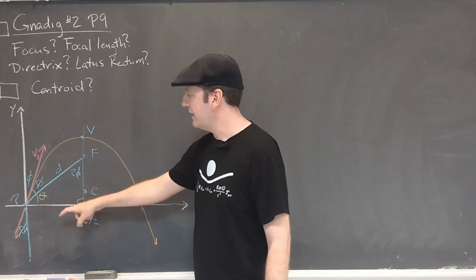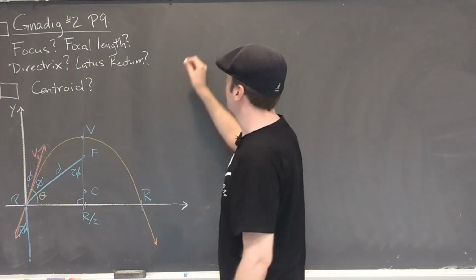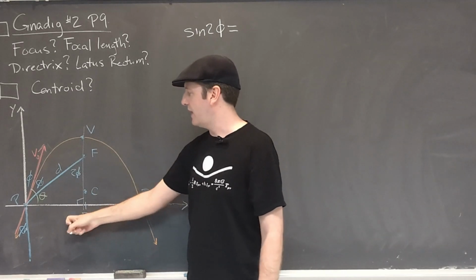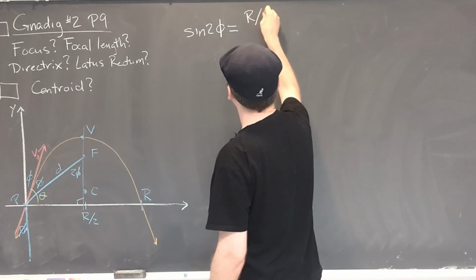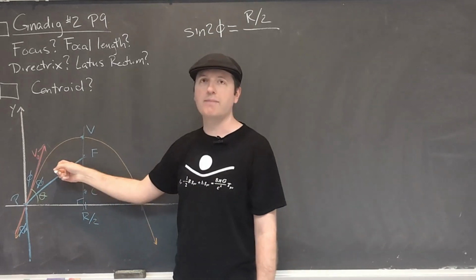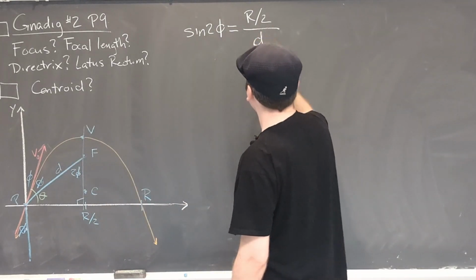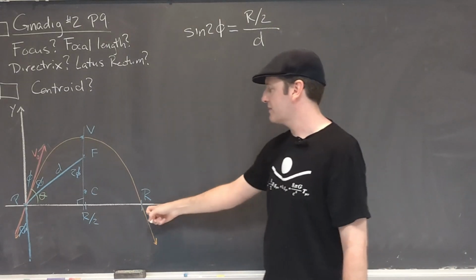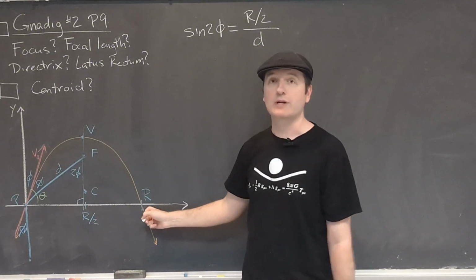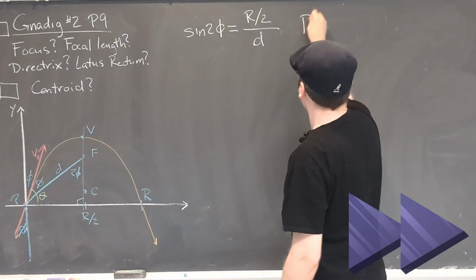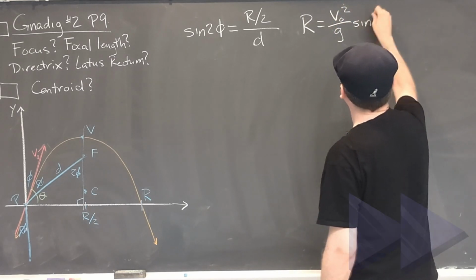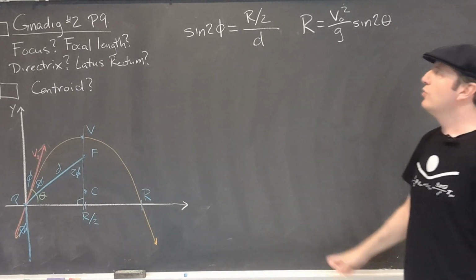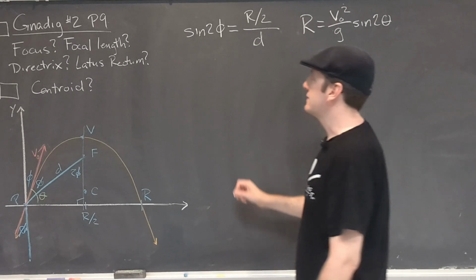Well, using this triangle right here, and in particular looking at the sine of this angle 2 phi, we can see that it is the opposite side, r over 2, divided by the hypotenuse, which is d. But we have a formula for this r. Remember, that's the range of this projectile. Notice that that's given in terms of theta, not phi. So we could rearrange this to find what this d is.